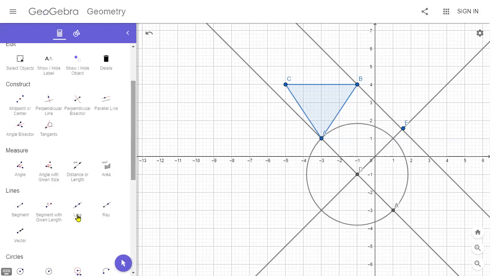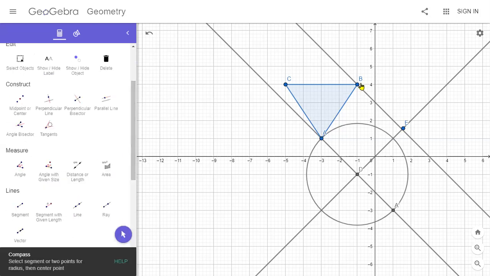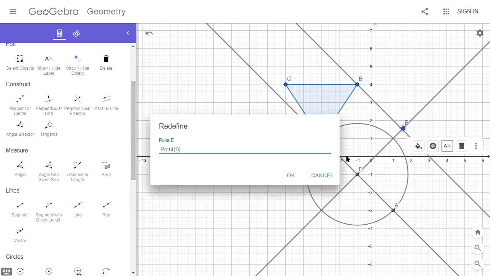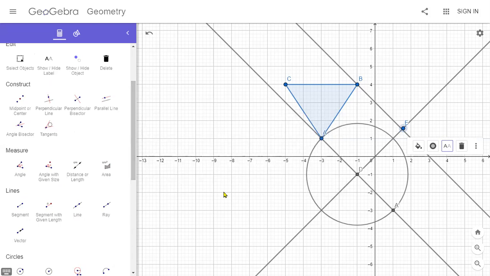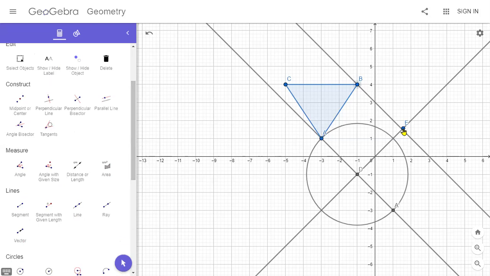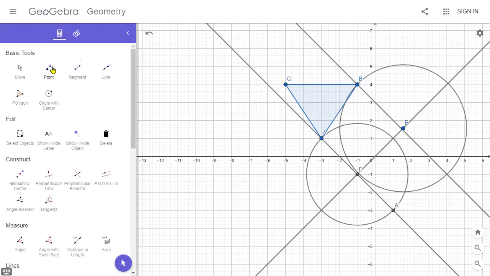Let me make the circle by taking BE as the radius. BE is the radius, and we have to mark that point of the intersection. Let me mark the point of the intersection.